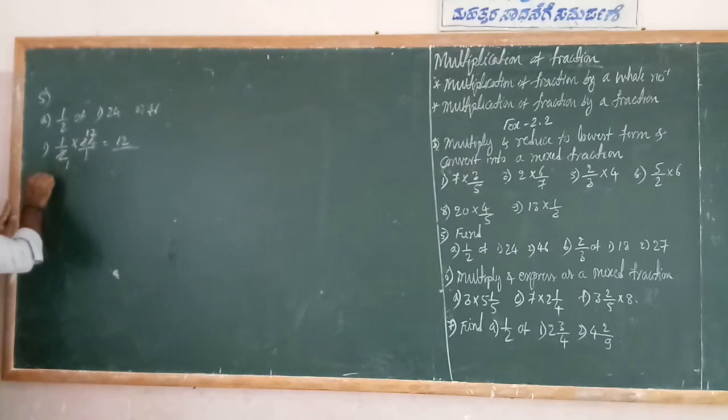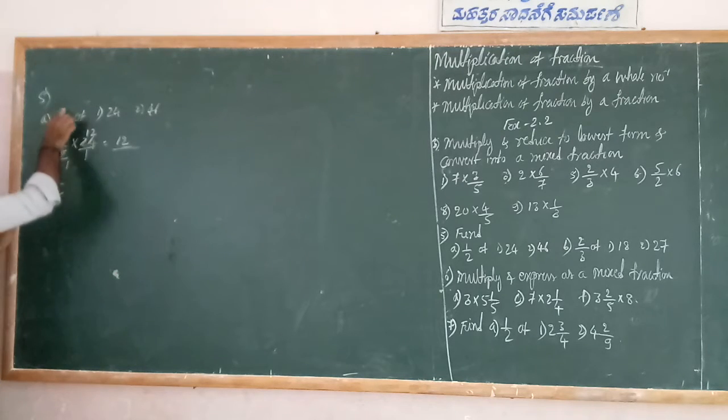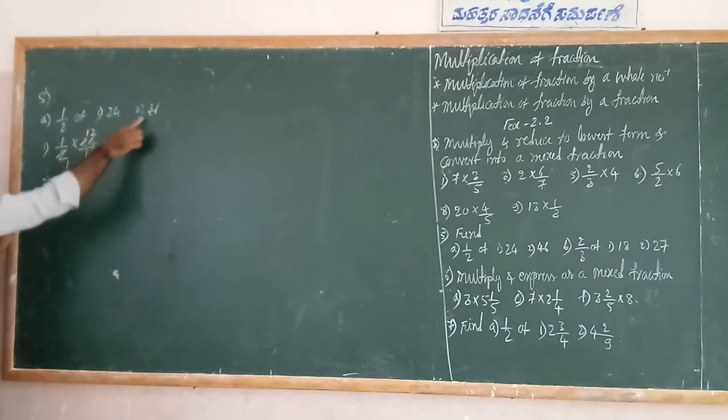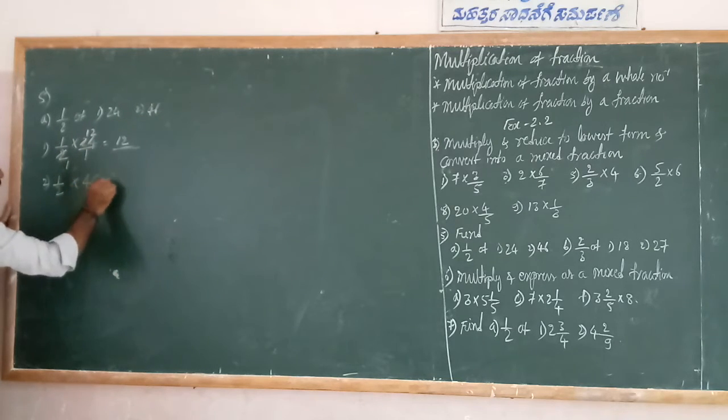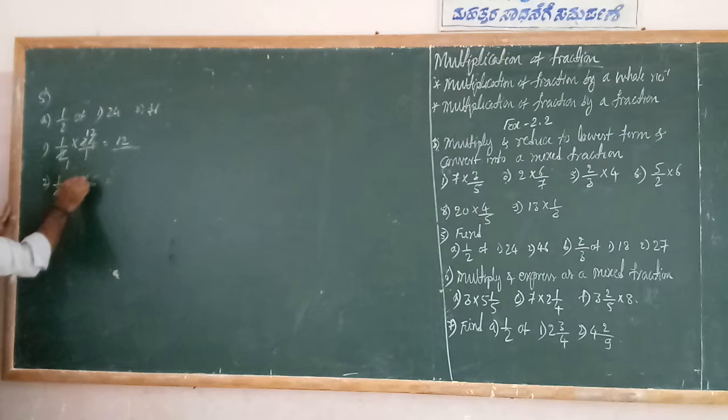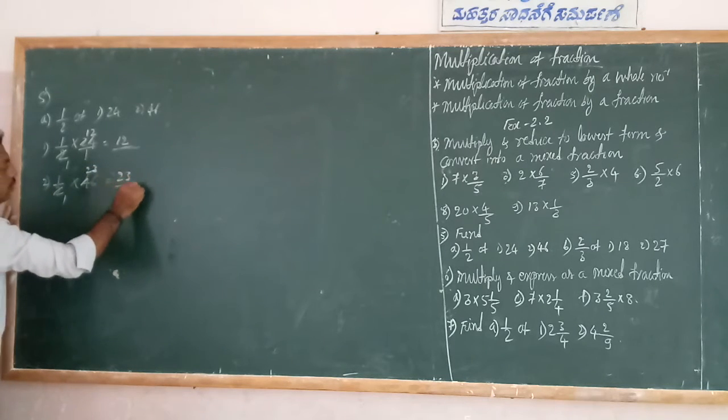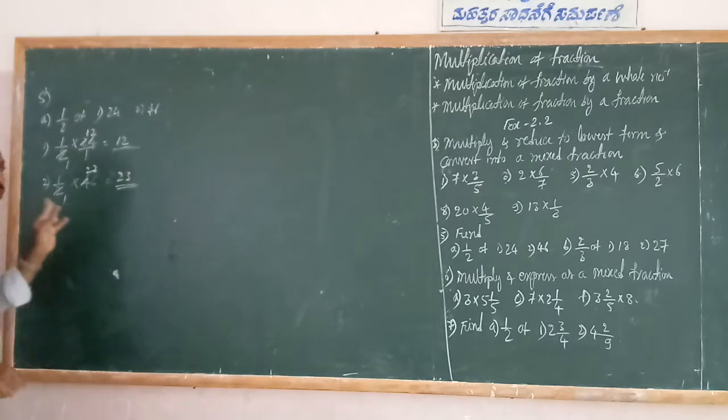Next, like that, second one. So 1 by 2, same. 1 by 2, half means multiply. So you have to substitute this one, 46. Now you have to again divide it. 2 1s are 2, 2 2s are 4, and 2 3s are 6. 23 into 1, 23. Very simple. So like this we have to do it.